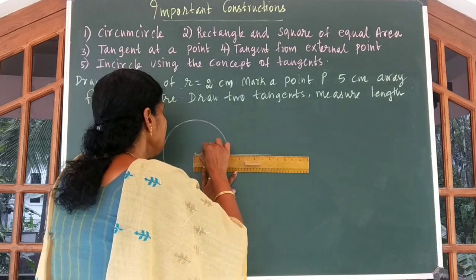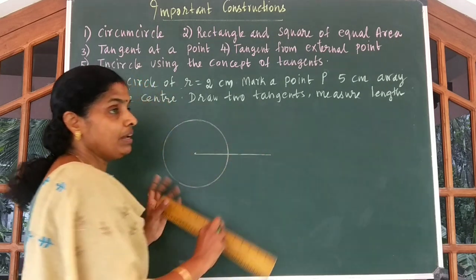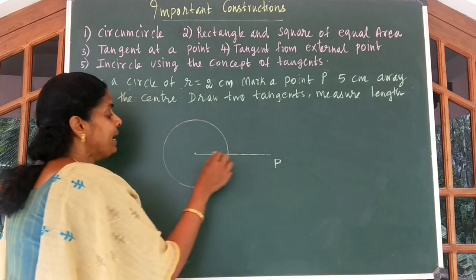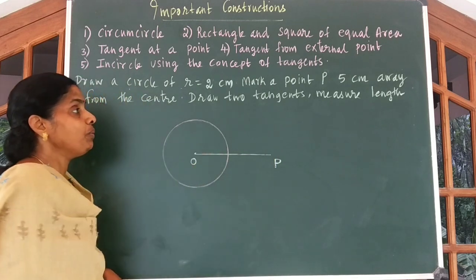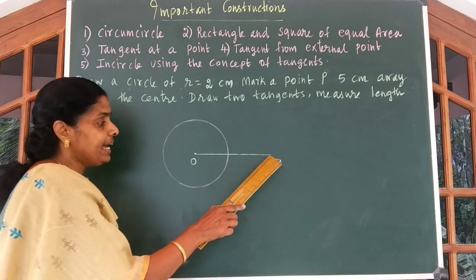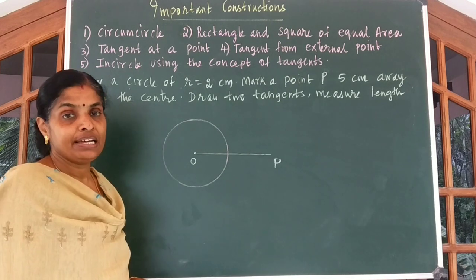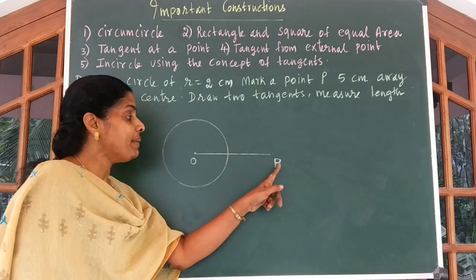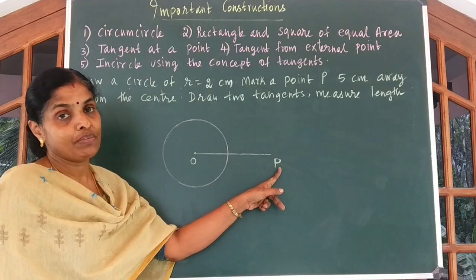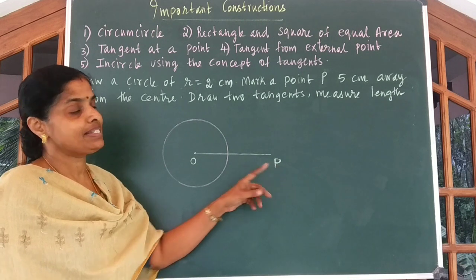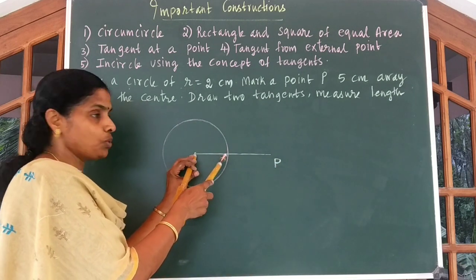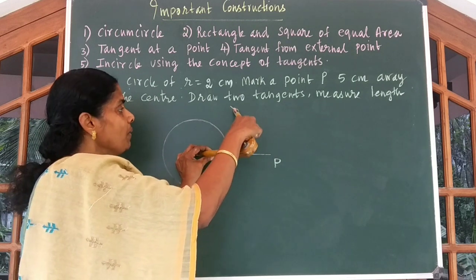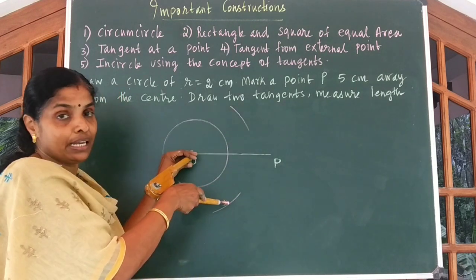Mark a point 5 cm away from the center and let us name this point as P and let the center be equal to O. We have to draw tangents from P. For drawing tangents, draw the perpendicular bisector of the line OP that you have studied in 8th standard. Keep your compass at O. Take half more than OP. Draw 2 arcs above and below OP.